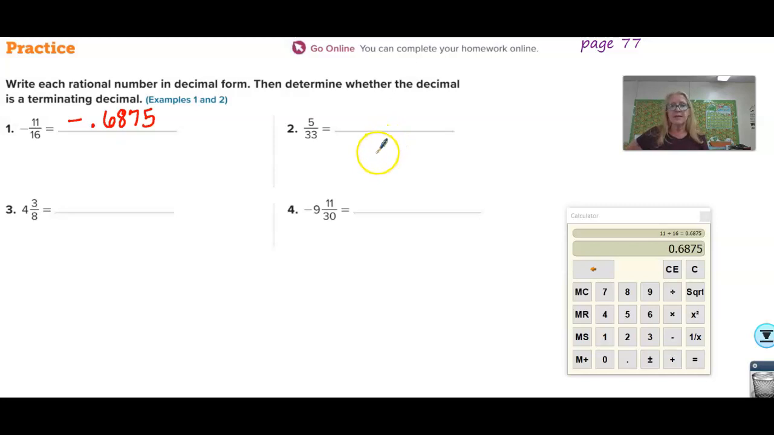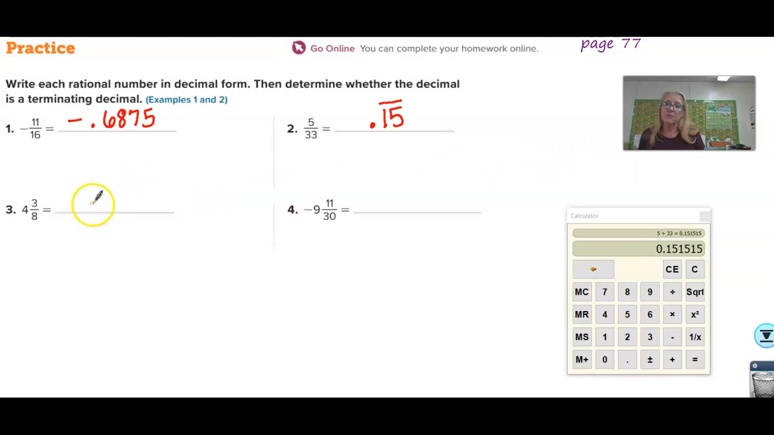All right, 5 over 33. Okay, 5 divided by 33. Oh, there's a repeater. Look at that, 151515. So this is going to be 0.15, and the repeat bar's over the 1 and the 5 because the 1 and the 5 both repeat. Okay.